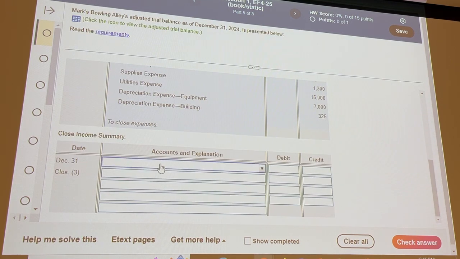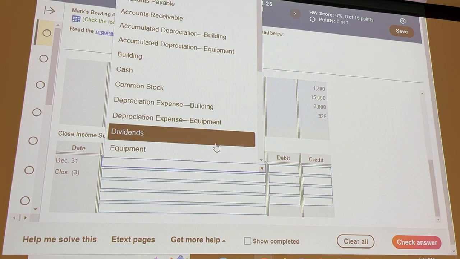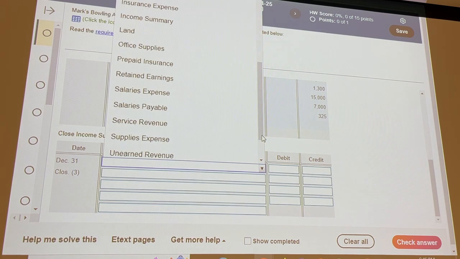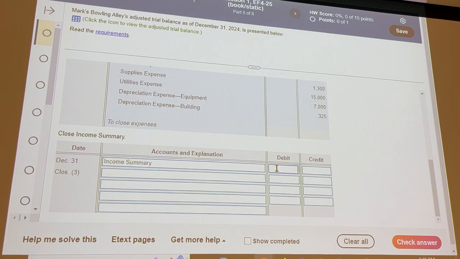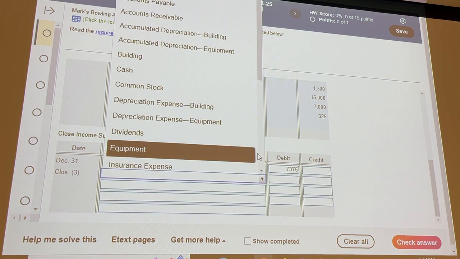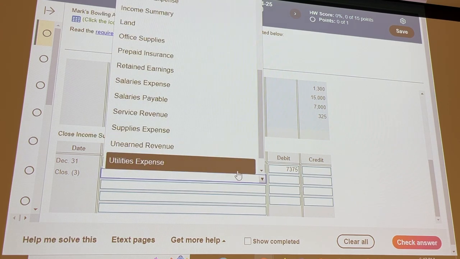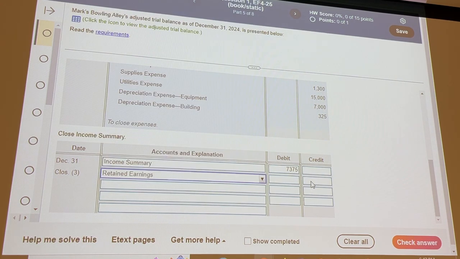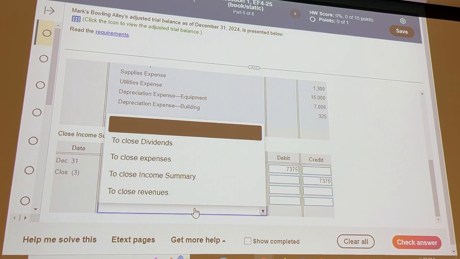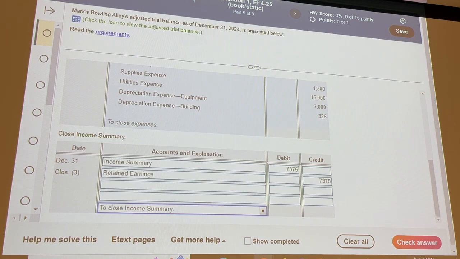So we'll have to zero out income summary. It means we'll have to debit income summary for 7,375. And then the other side of this journal entry is automatically retained earnings. And at the bottom, to close income summary.